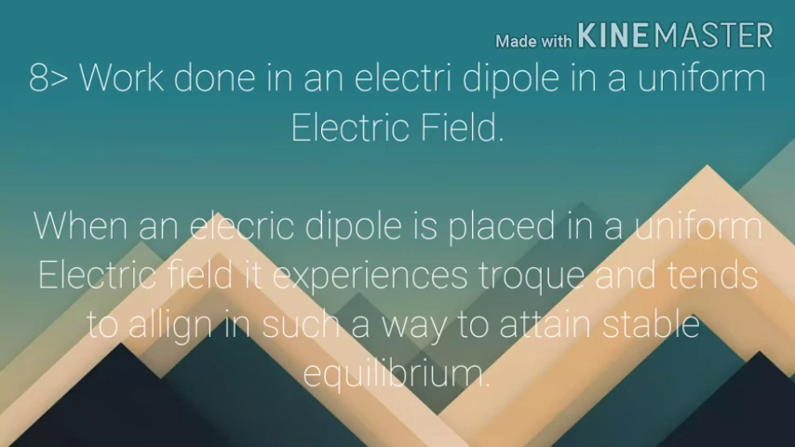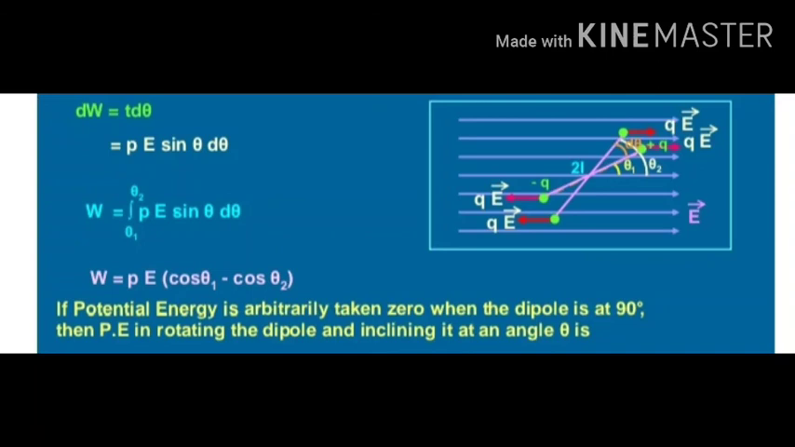Now, we will find the work done on an electric dipole in a uniform electric field. When an electric dipole is placed in a uniform electric field, it experiences torque and tends to align in such a way as to attain stable equilibrium. That is, it will always try to align itself in the direction of the electric field. Due to this, the necessary work done dW is equal to tau d theta, that is pE sin theta d theta.